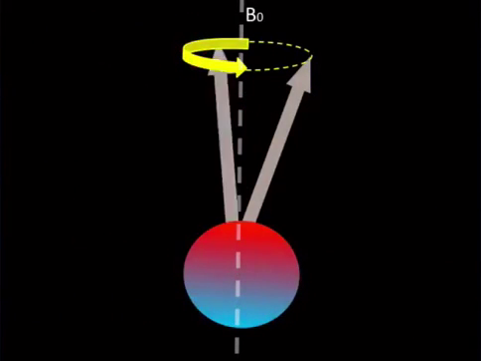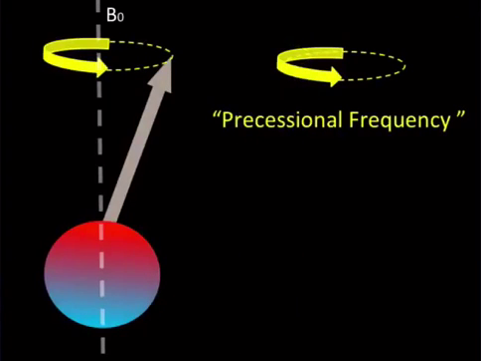So these things precess around the magnetic field, or in direction there, and this path is called the precession path, and the speed at which they wobble around B0 is referred to as the precessional frequency. That thing.